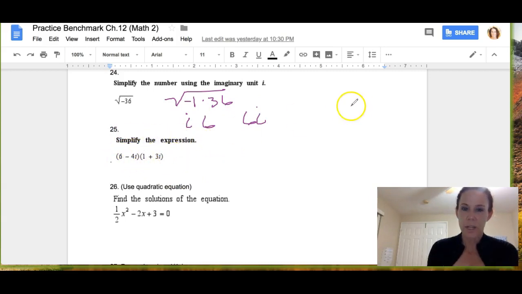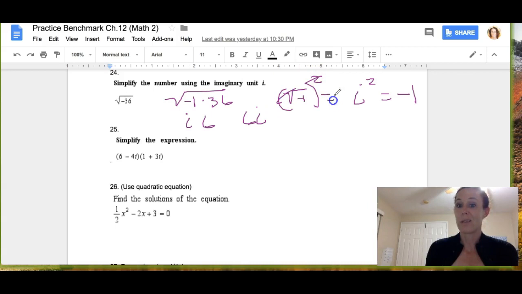Simplify this expression. This is just FOILing. Treat i like any other variable, treat it like an x. Just remember i squared does give you negative 1, okay? Because the square root of negative 1 is i, and the square root of negative 1 squared is negative 1. That's your i squared, okay? So remember that.